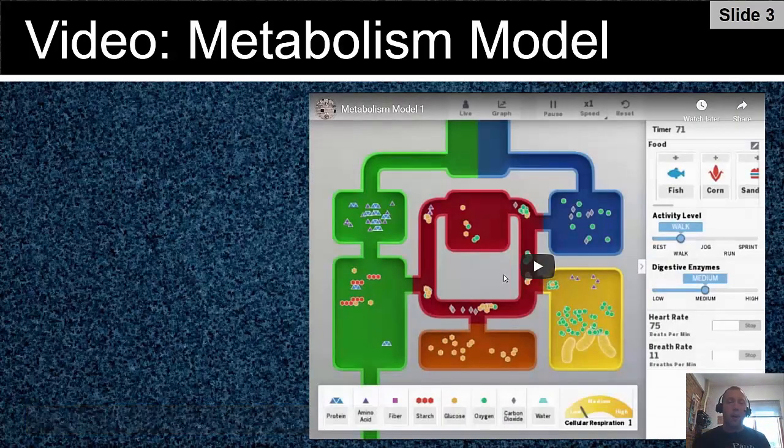All right, we're going to actually watch this metabolism model. This is slide 3, so we're going to talk about the different systems. Let's first talk about the digestive system in this process, then the respiratory, then the circulatory.